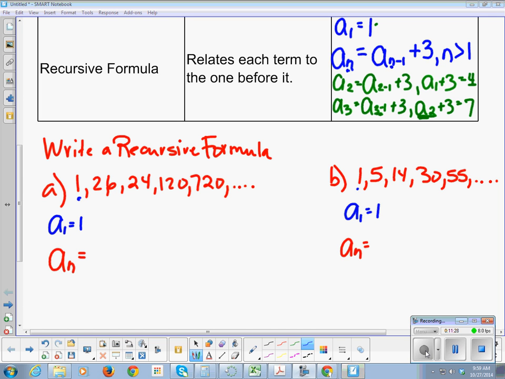I always look for adding first. 1 to 2 is 1, 2 to 6 is 4, 6 to 24 is 18, and then 24 to 120 is 96. So there's no adding pattern. So I know it's not adding. So let's look at multiplying.